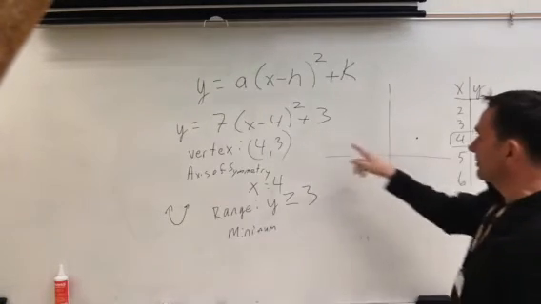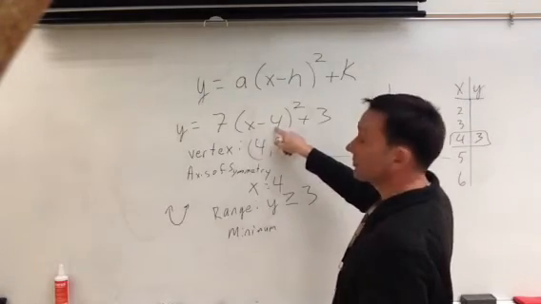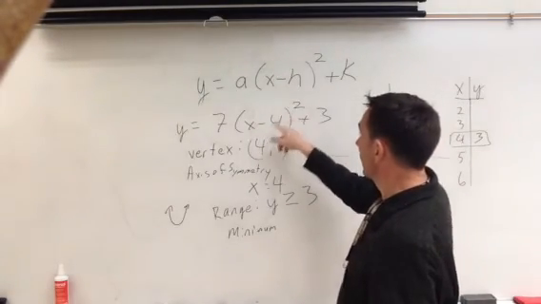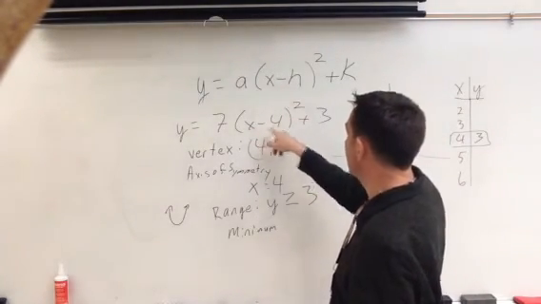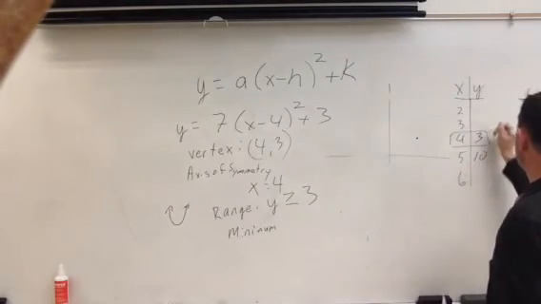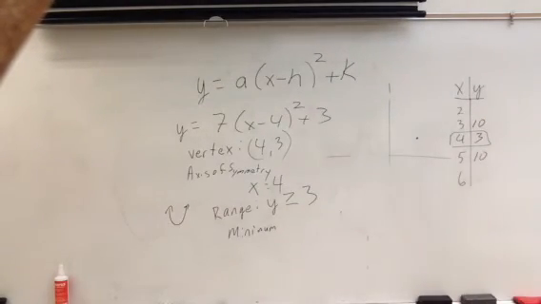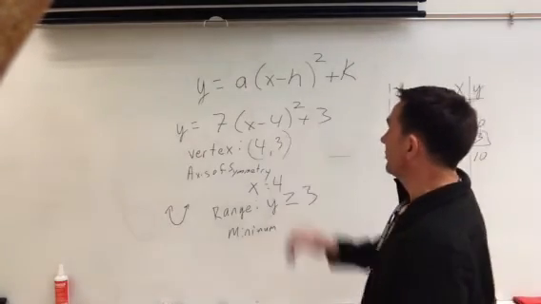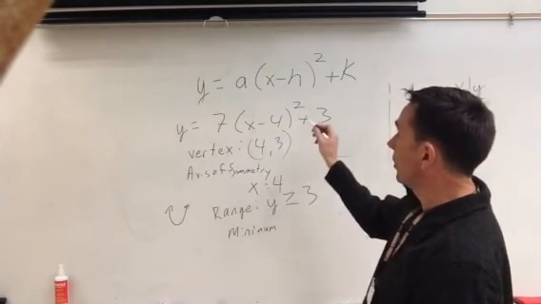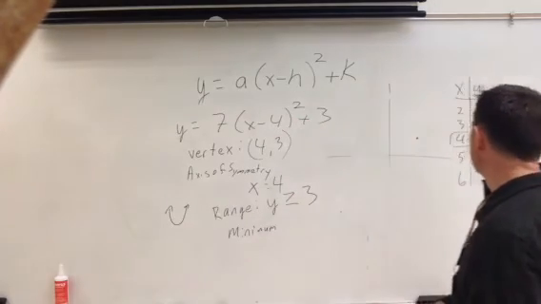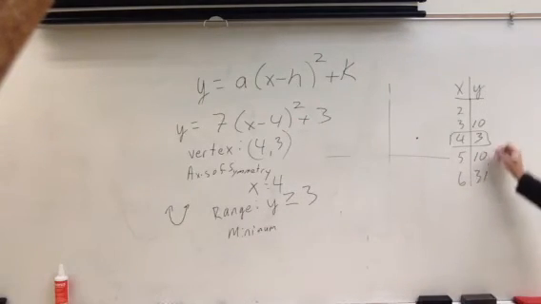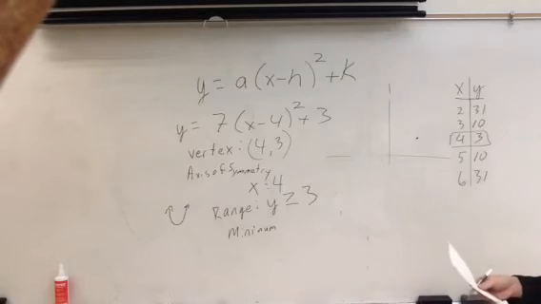I'm going to plug 5 into my equation. 5 minus 4 is 1. 1 squared is 1. 7 times 1 is 7. 7 plus 3 is 10. So if I put 3 in there, it's also 10. If I put 6, 6 minus 4 is 2. 2 squared is 4. 4 times 7 is 28. Plus 3 is 31. As you can see, these get big pretty quick.